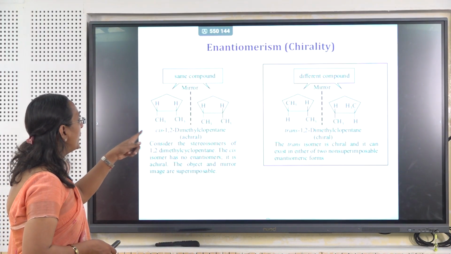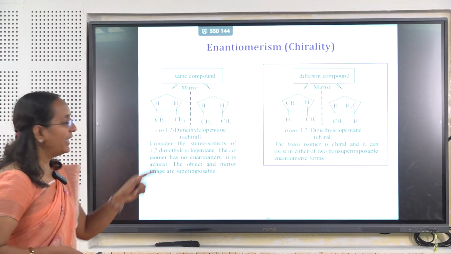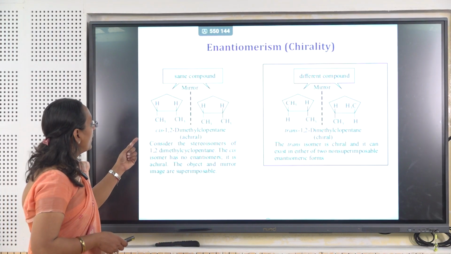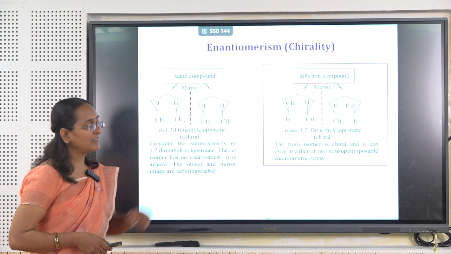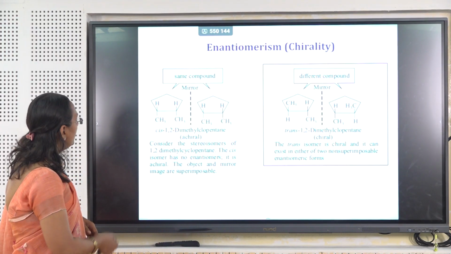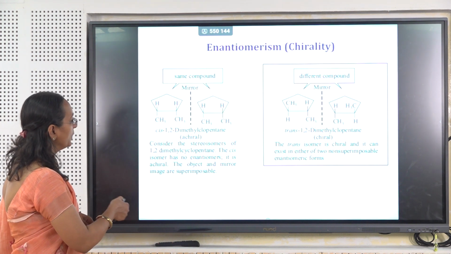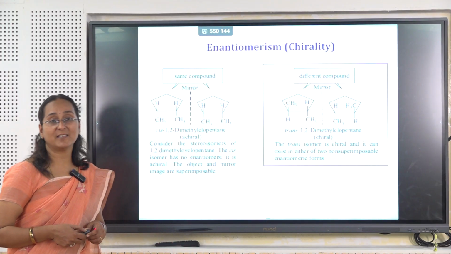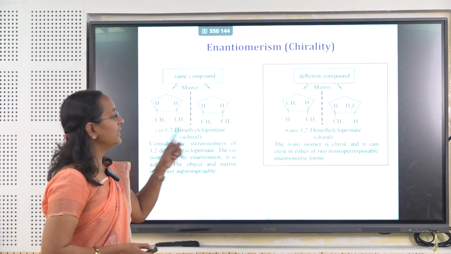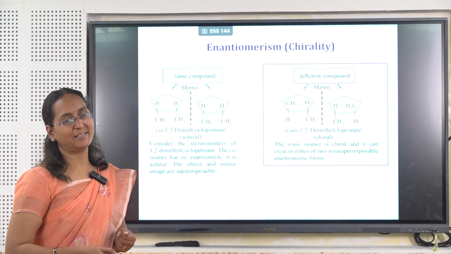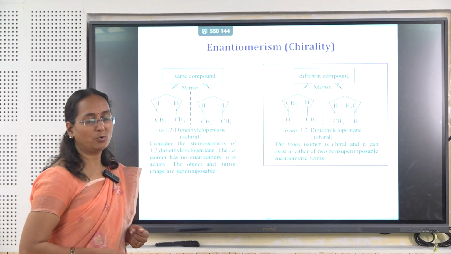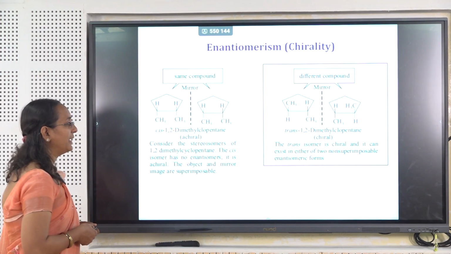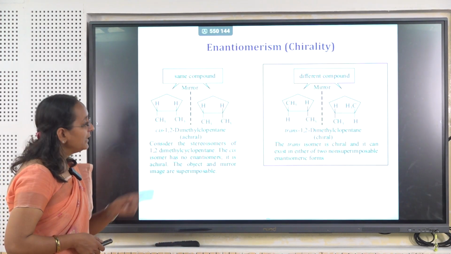The first one is cis-1,2-dimethylcyclopentane, and the other one is trans-1,2-dimethylcyclopentane. Why is one cis and the other trans? You can see easily that in the cis, the 2 CH3 groups are on the same side, and the hydrogens are on the same side, that's why it's a cis. When hydrogen and CH3 group are present on opposite sides, it is a trans-1,2-dimethylcyclopentane. The cis-1,2-dimethylcyclopentane is an achiral compound, and the trans is a chiral compound.